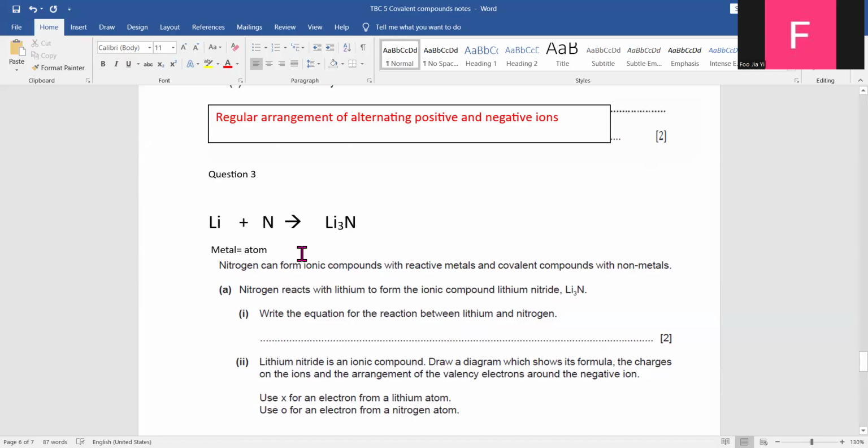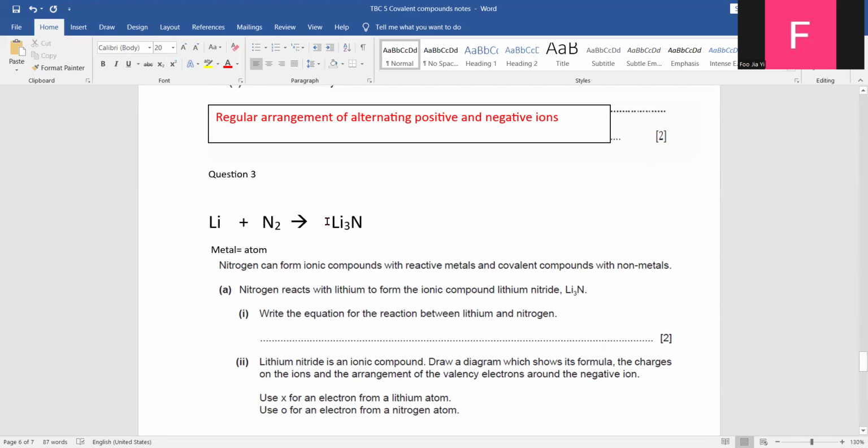But nitrogen doesn't exist as an atom, it exists as a molecule. Do you remember who else exists as a molecule? Nitrogen, chlorine, fluorine, bromine, iodine, oxygen, hydrogen. They always have to be written with two. So if your equation is wrong, everything is wrong. Okay, so for N, you must write N2.